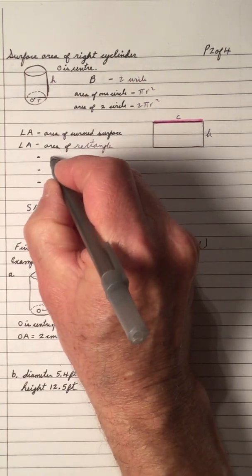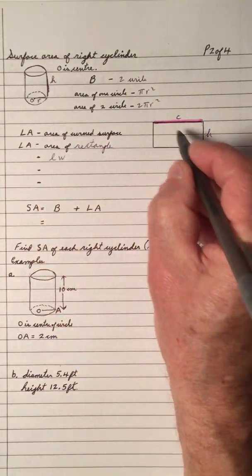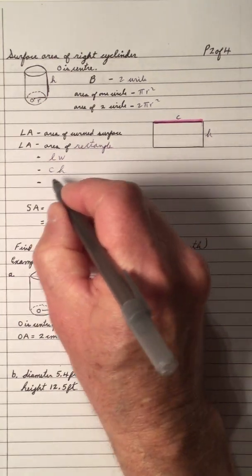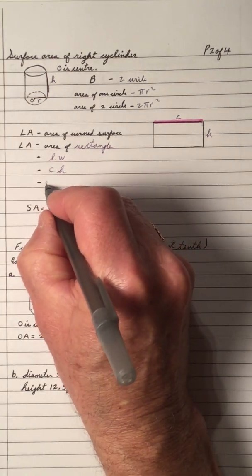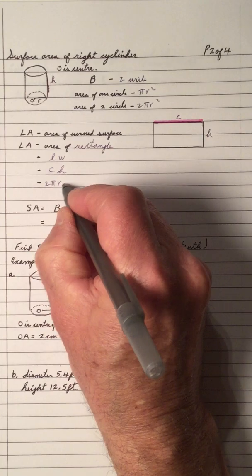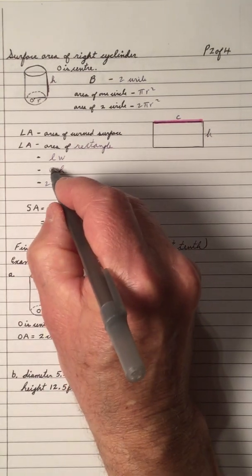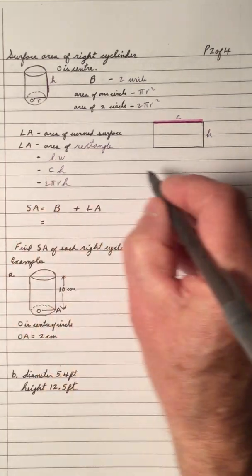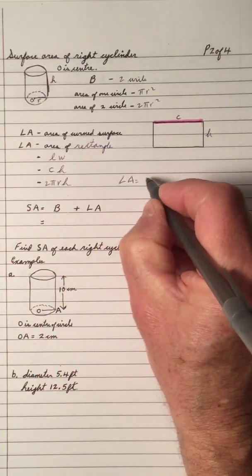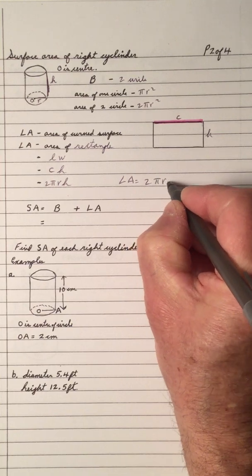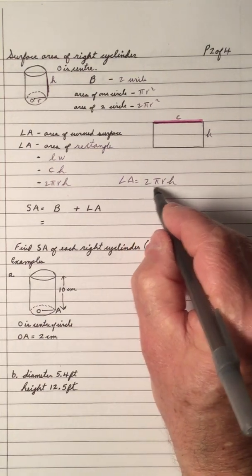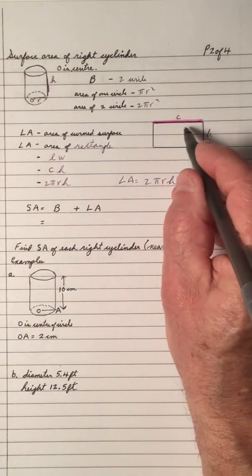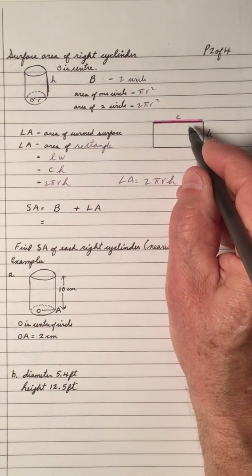And we know the area of a rectangle is length times width. So the length is the circumference and the width is the height. The circumference is 2 pi r, so the height is brought down. So the lateral area is 2 pi r h. And I always equate it to the circumference times the height, because I go back and remember, oh, that's the rectangle that I cut down.